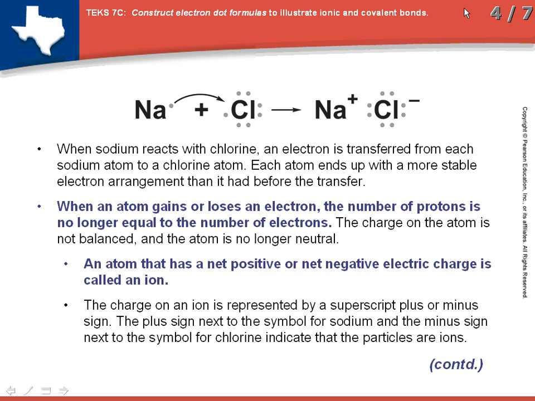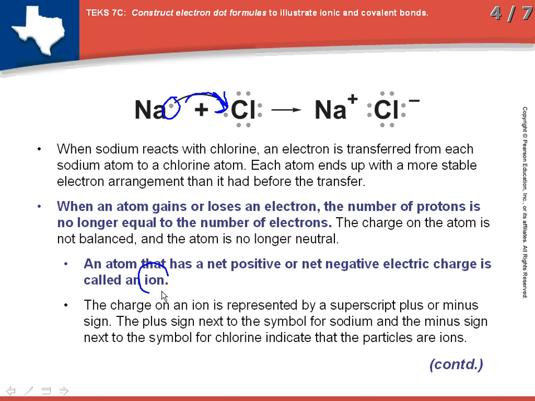Once again, when sodium reacts with chlorine, it gives 1 of its electrons to chlorine. So now sodium has its level 2 completely filled, but we don't show that. We just show it with a plus sign. And chlorine has its level 3 completely filled. They're happy and they're stable. They have electron configurations like that of the noble gases. But since they've lost and gained their electrons, they're no longer atoms.